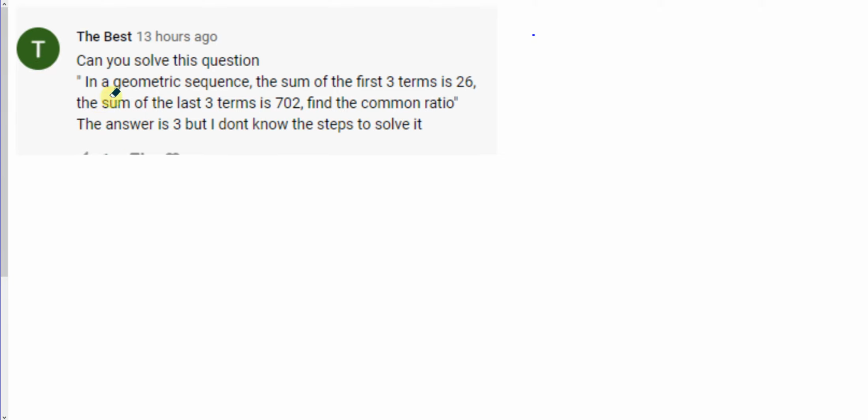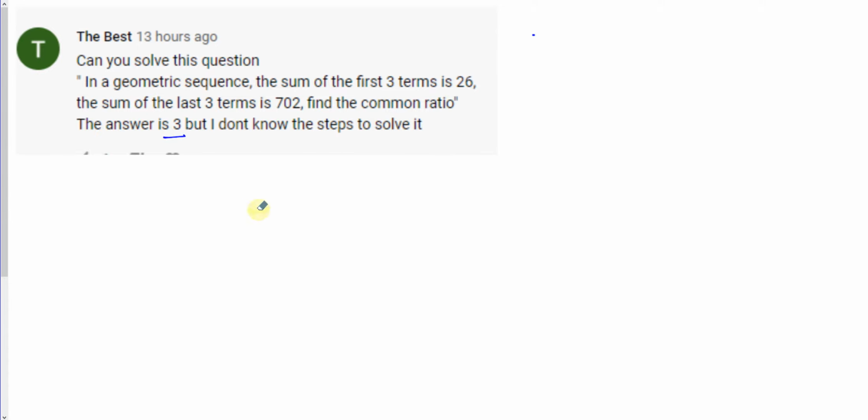Can you solve this question? In a geometric sequence, the sum of the first three terms is 26. The sum of the last three terms is 702. Find the common ratio. Now the student mentions the answer is 3, but I don't know the steps to solve it.